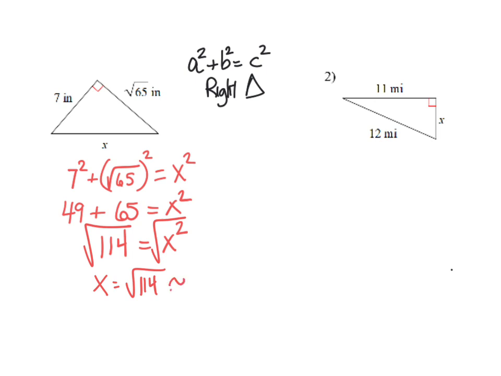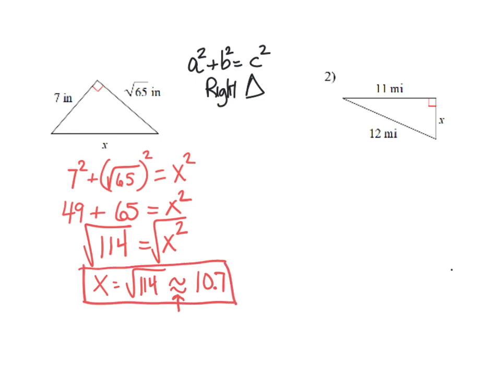They might want you to leave it as a radical. They might want you to reduce it. 114 actually is not going to reduce as a radical, but they might also want you to write it as a decimal. If I type in the square root of 114, I get approximately 10.7. These squiggly lines mean approximately because I'm rounding it off. All right, so that's what I've got.